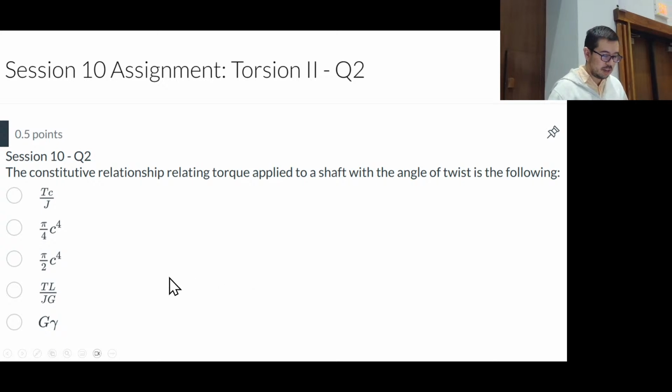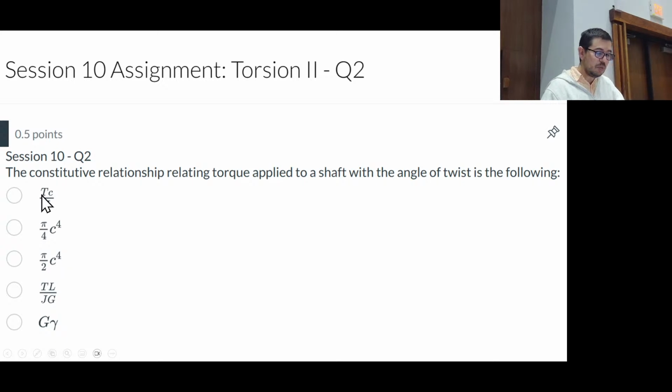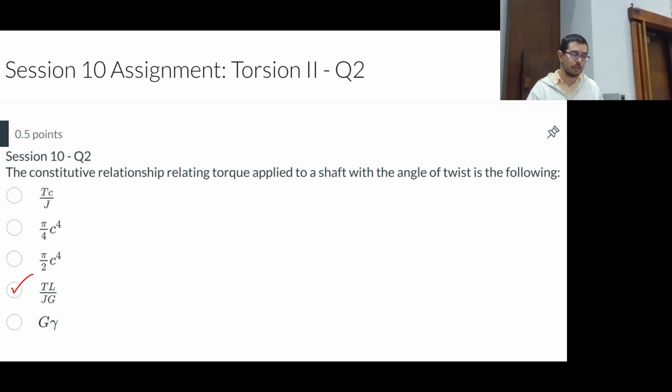Well, this would be shear stress. This would be J. This would be shear stress. This actually is a quantity called I, the second moment of area, which we'll talk about in a little bit when we get into beams. So this is the only one that gives us that relationship for the angle of twist.